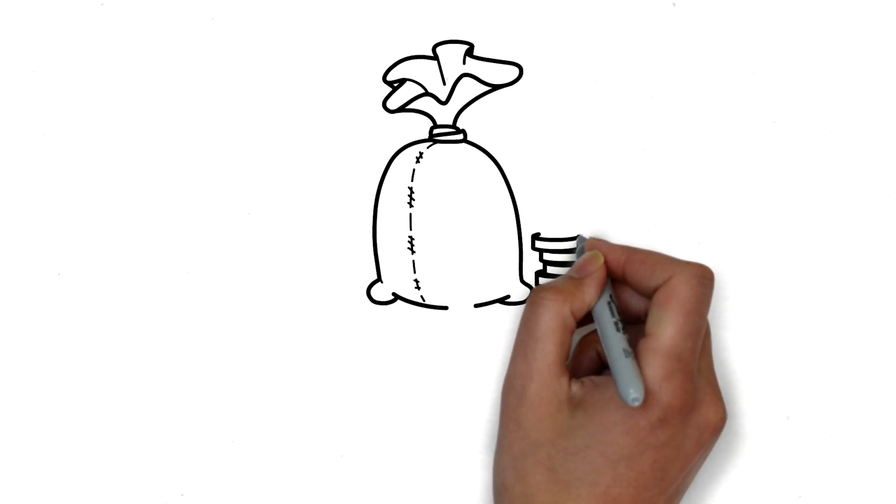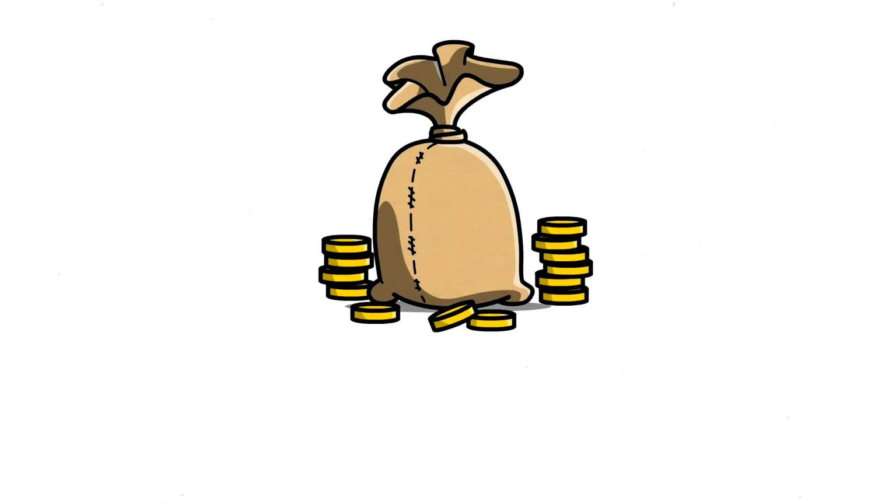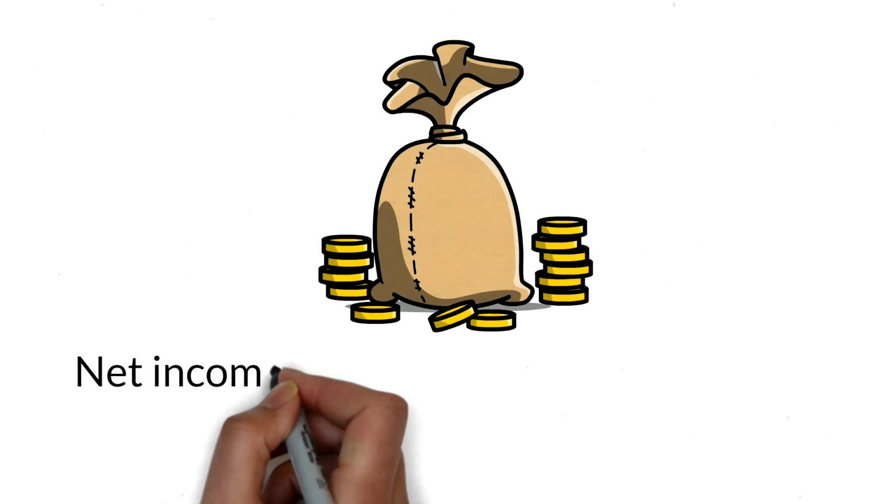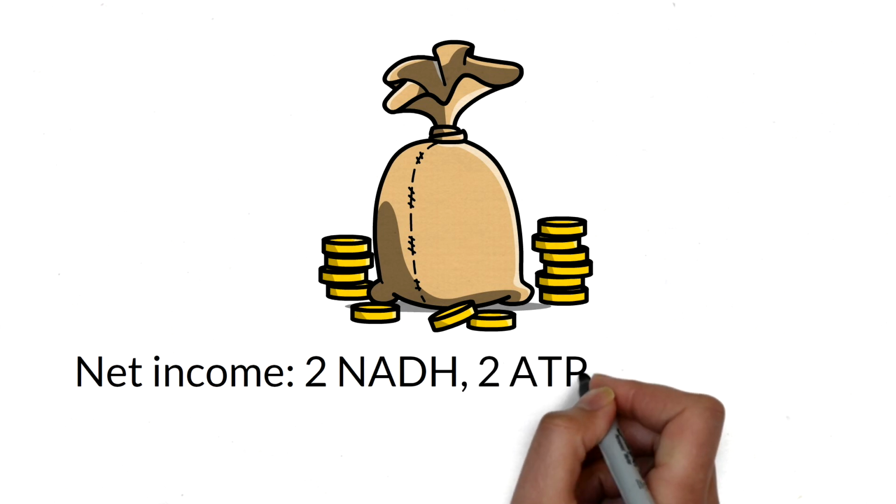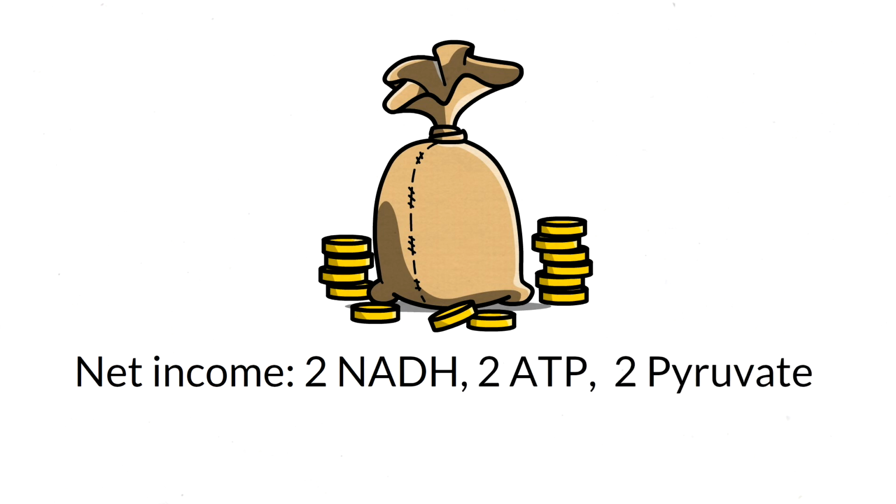So what is the net income from the initial investment? The net income accounts for 2 NADH, 2 ATP, and finally 2 pyruvates, which are going to be utilized by the Krebs cycle to produce more energy.